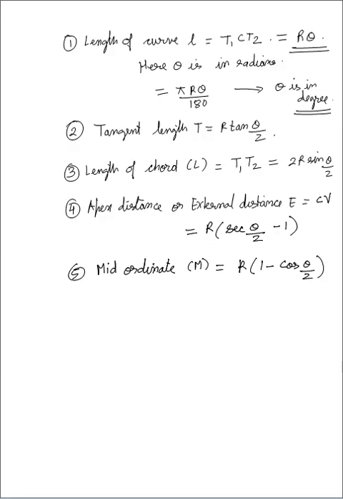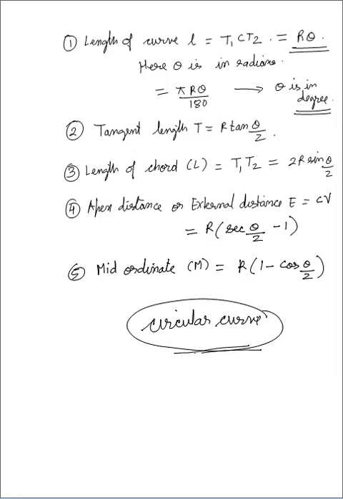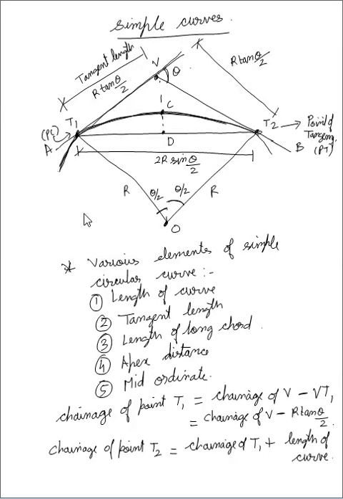So these 5 parameters or elements of a simple circular curve, this is especially valid for a circular curve. Always remember, don't get confused, it is not for any other shape. These formulas are only valid for a circular curve. Remember these formulas as well as this figure, so that you can solve. And most important is the chainage formula, chainage of point T1, that is point of curve, and chainage of point T2, that is point of tangency. So thank you very much.